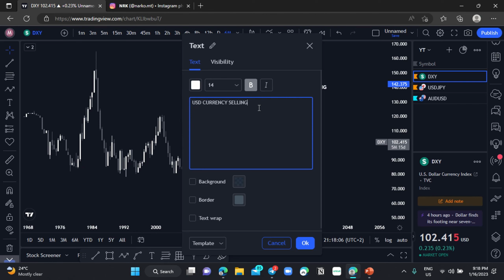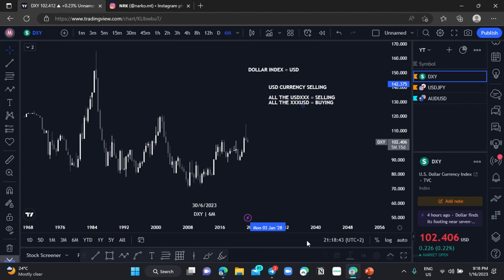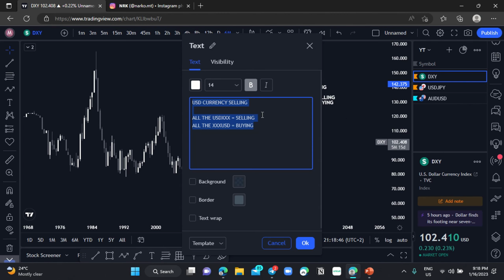So this means that whenever we have the USD currency selling, all the pairs that start with the USD on the left side are also selling, and all the pairs that have USD on the right side are buying. And why is that? Why are they buying? It's because they are inversely proportional.